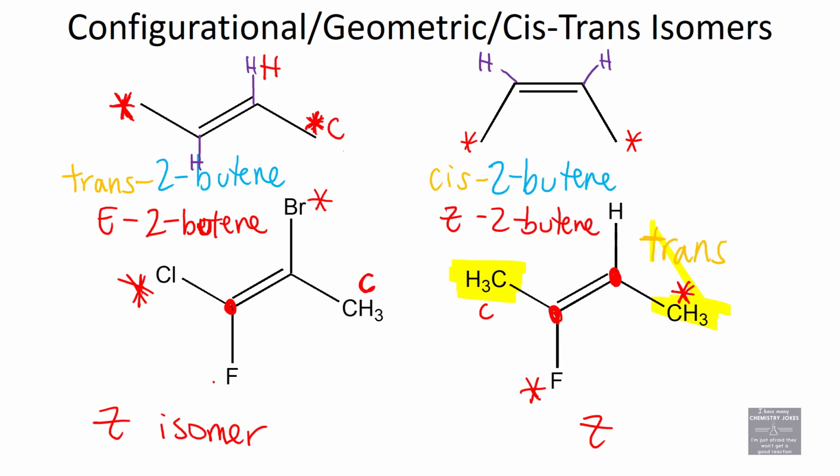Sometimes students associate the term cis with Z and the term trans with E. That's not really the case. Trans and cis means similar groups. E and Z means priority stuff.